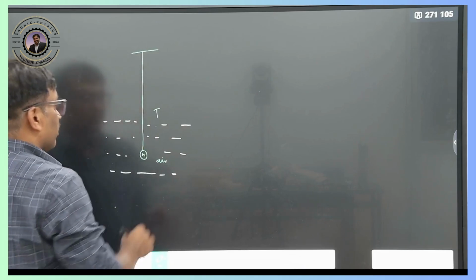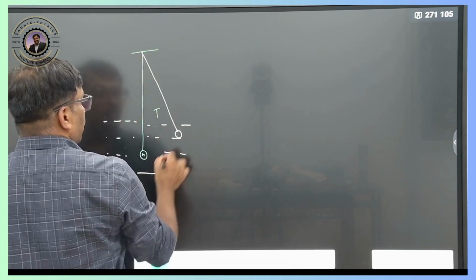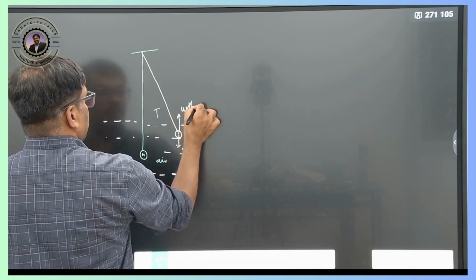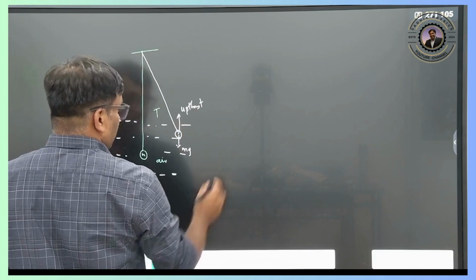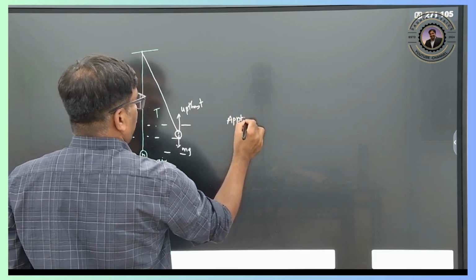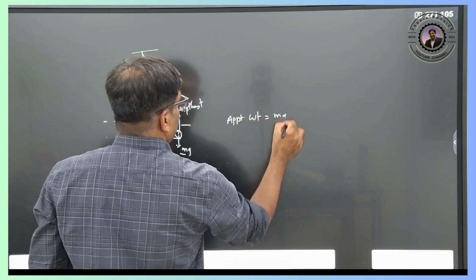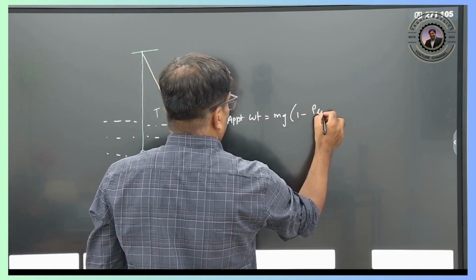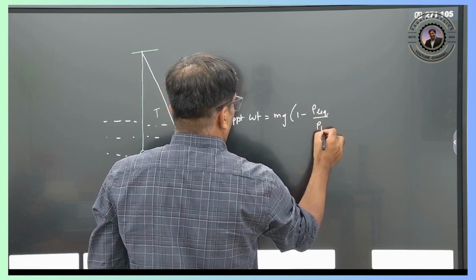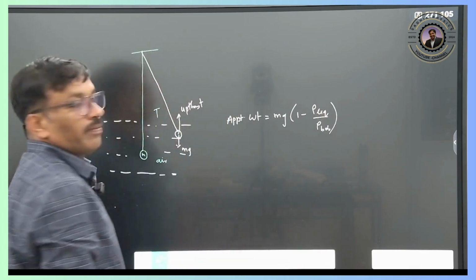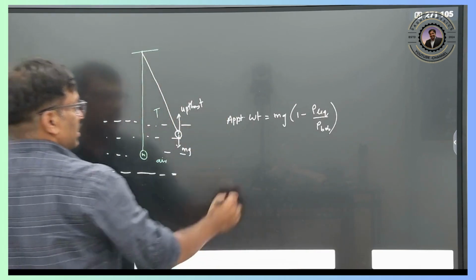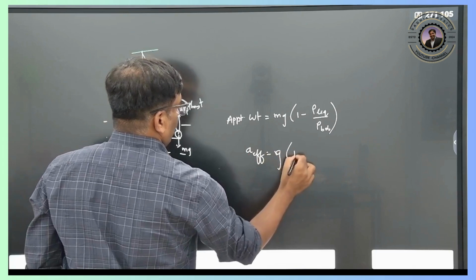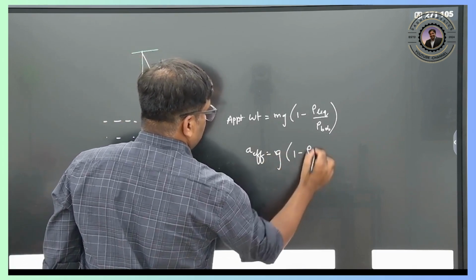When it is kept here, the downward force is mg and the other force is the upthrust. So what can we write? The apparent weight in the liquid is mg times (1 minus density of the liquid by density of the bob material). So what will be the g value? The effective value is g times (1 minus density of the liquid by density of the bob).